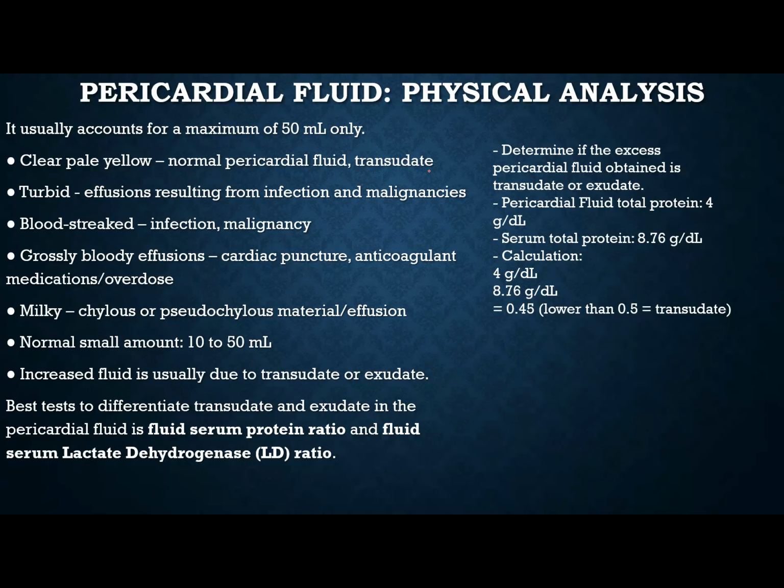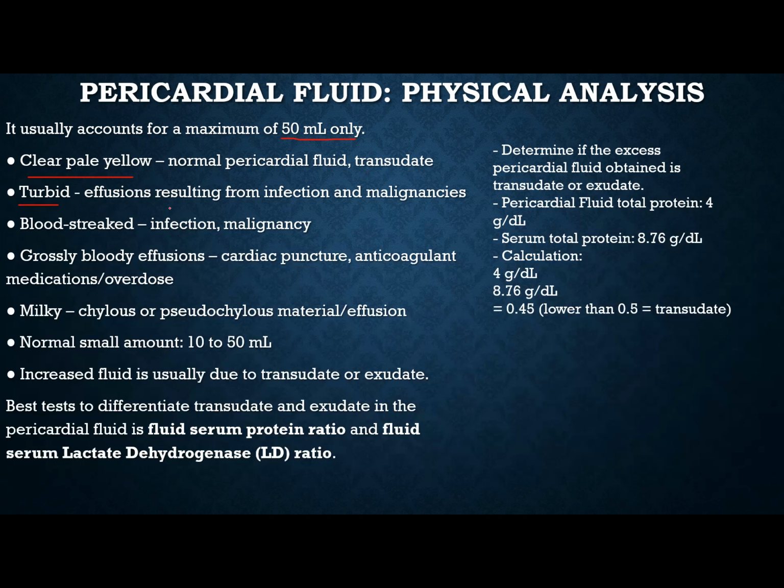So we're done with your pleural fluid. Now let's go to your pericardial fluid. Let's first tackle its physical analysis. So it would usually have a maximum volume of 50 ml only. The normal appearance of your pericardial fluid is clear, pale yellow. So it would be a transudate.